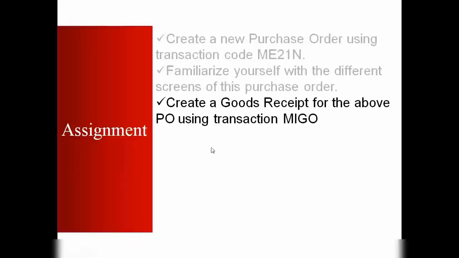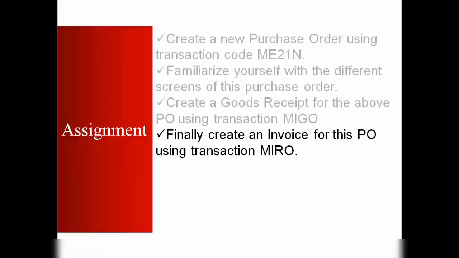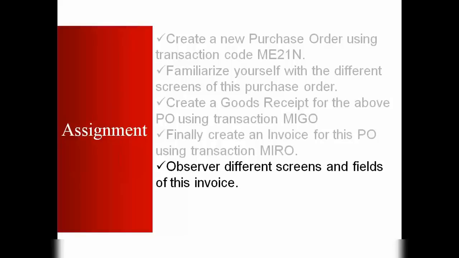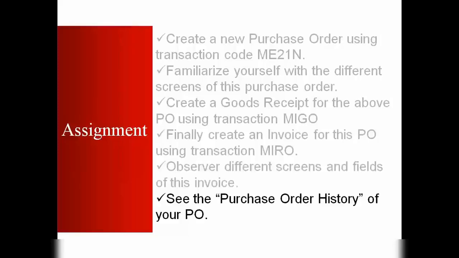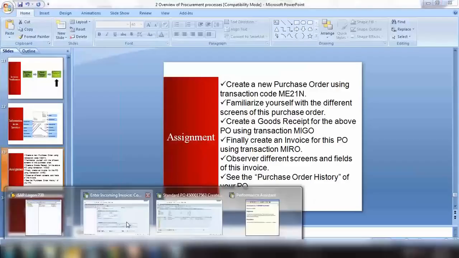And then after creating the purchase order, I want you to create a goods receipt using MIGO, with reference to the purchase order. And finally, I want you to create an invoice for a PO using the transaction code MIRO, M-I-R-O. Just use the same as what I did just now. And also observe the different screens of the invoicing document in MIRO. And also see where the purchase order history is in your purchase order. I was just showing you here that you can see the purchase order history.